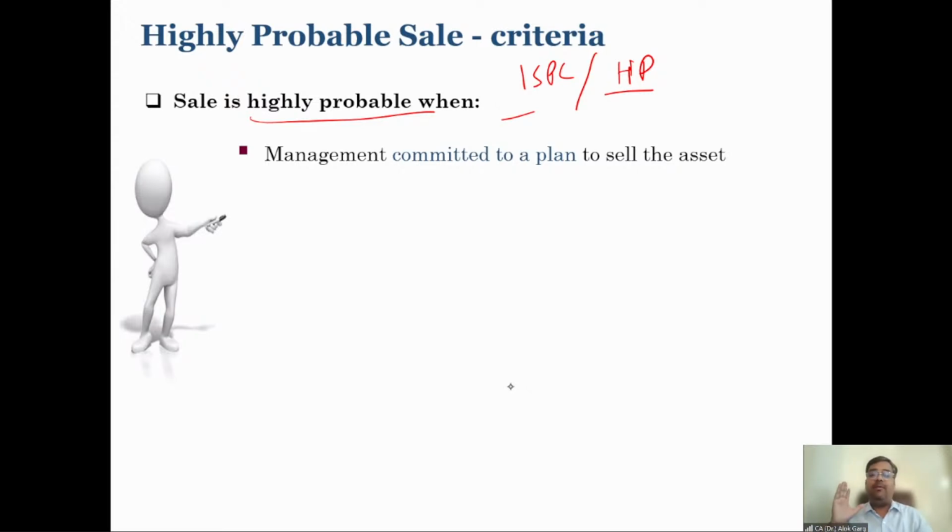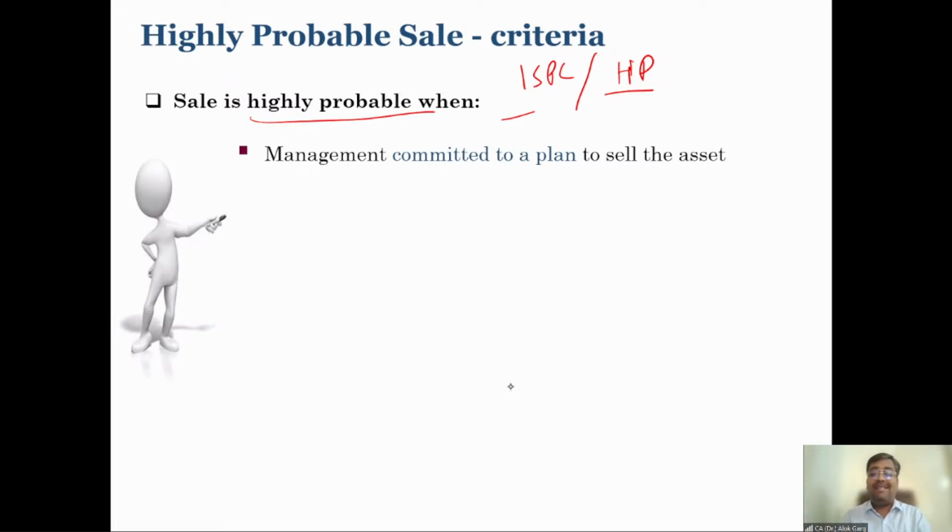What is meant by highly probable? A sale will be considered as highly probable when 5 conditions are met. What are those 5 conditions? First, management is committed to a plan to sell the asset. And as an article, as a chartered accountant, as an auditor, how will you ensure that management is committed to a plan to sell the asset?